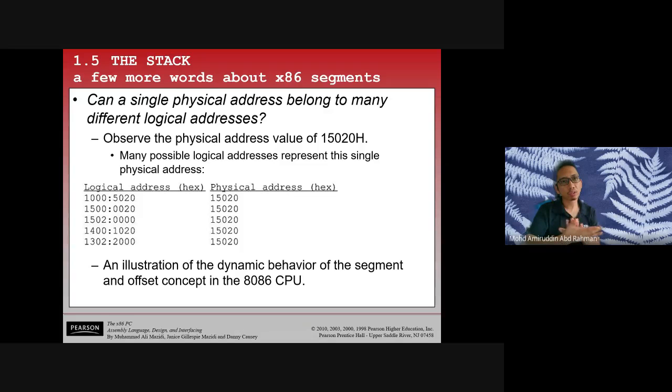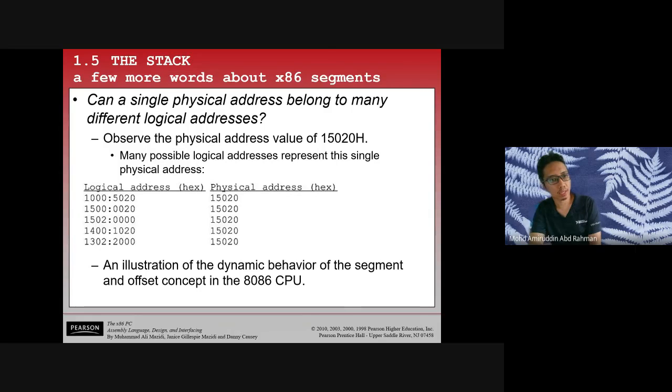And then if you have the logical address of 1500, so you add another zero and you add with 0020. So at the back also you have a similar physical address. So it can be in many arrangements, because the maximum possible address at the back is FFFF. As long as that does not violate that, you can have multiple logical addresses for one physical address.